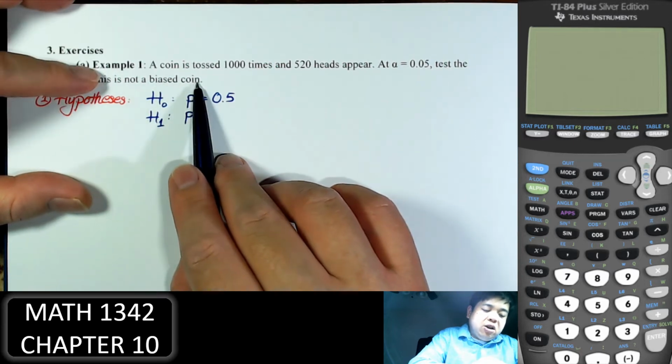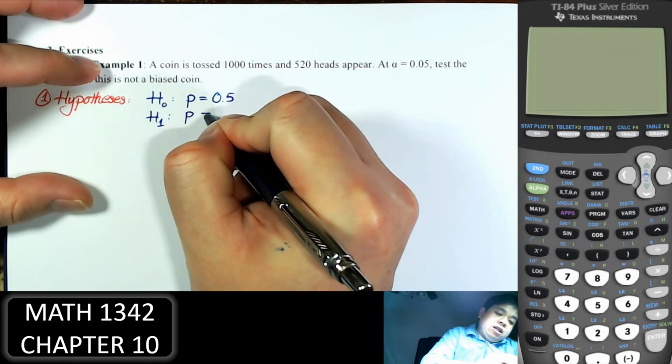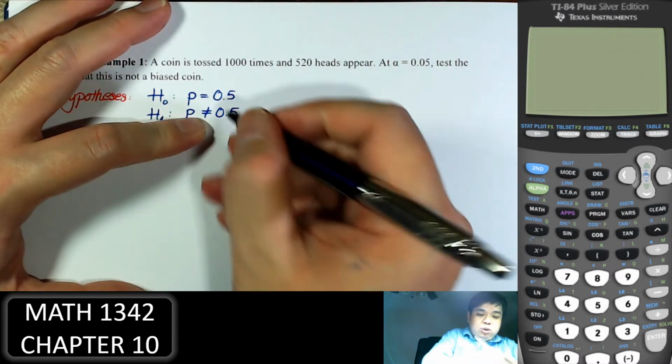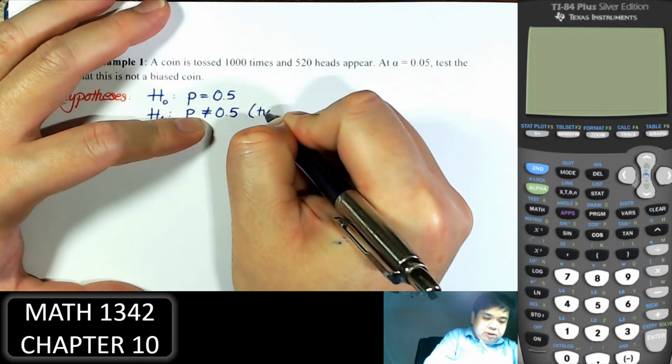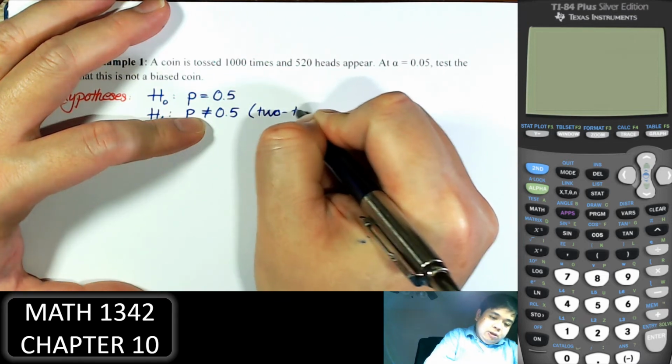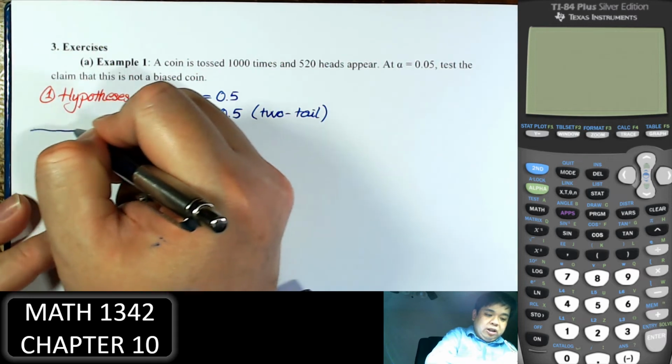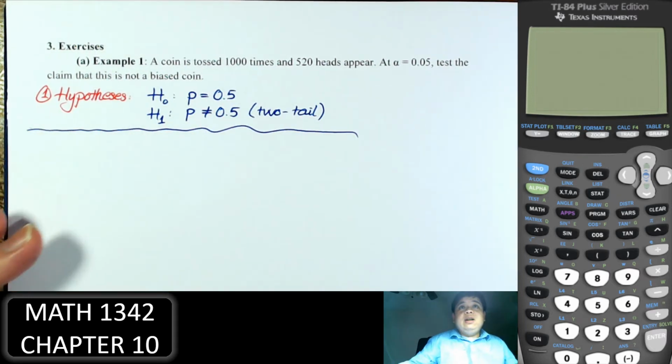So that is the H0. The biased coin, we mean that it is different than 0.5. And it's not equal to, so that will be two-tailed. That's very important. We have to determine that before we do anything. So that's the first step.